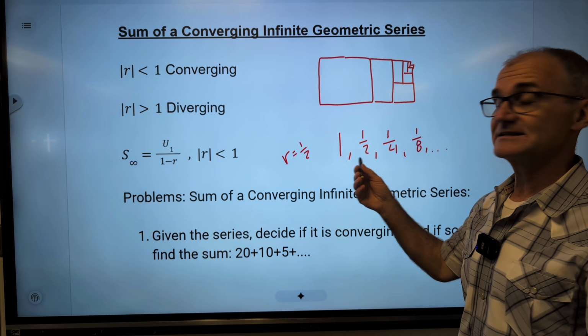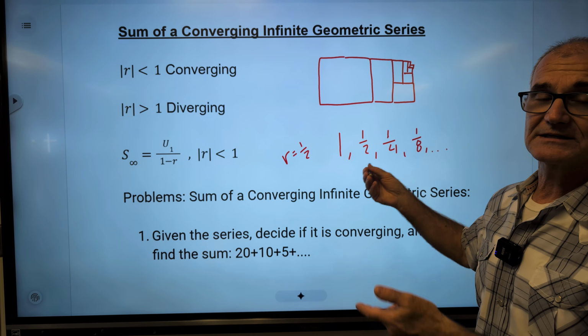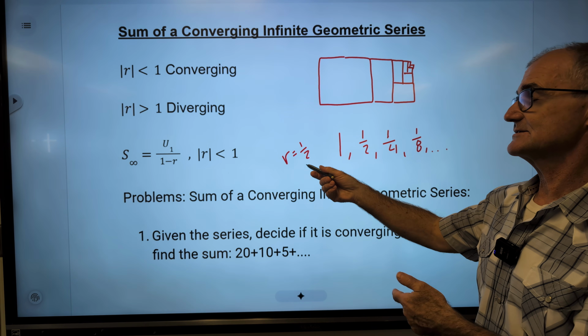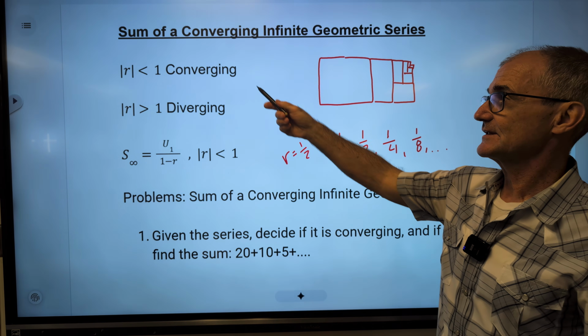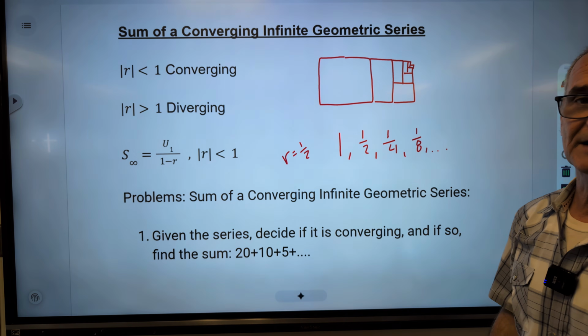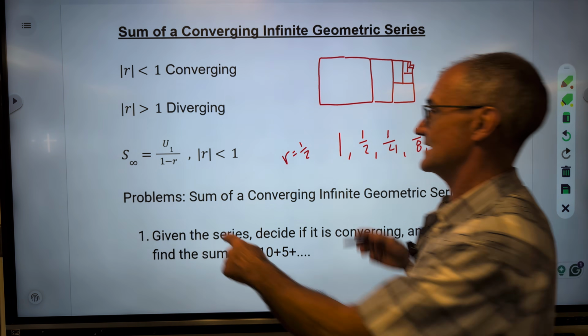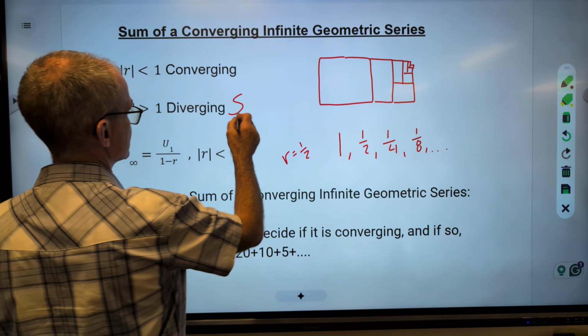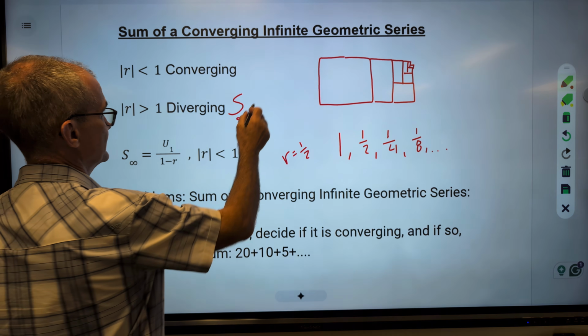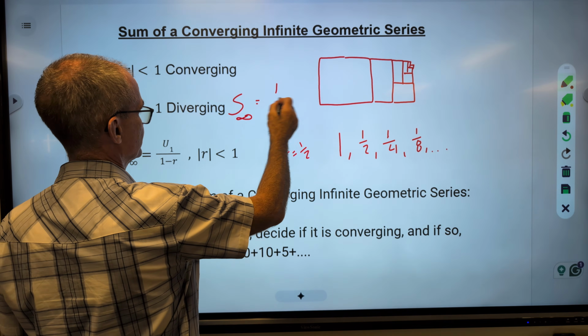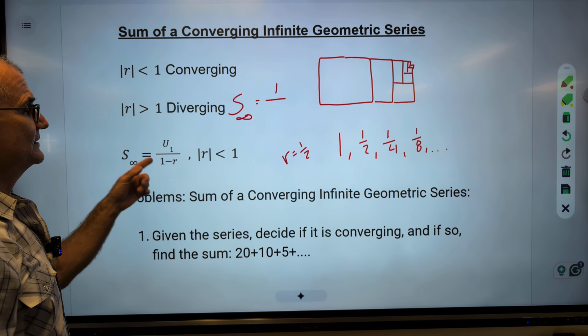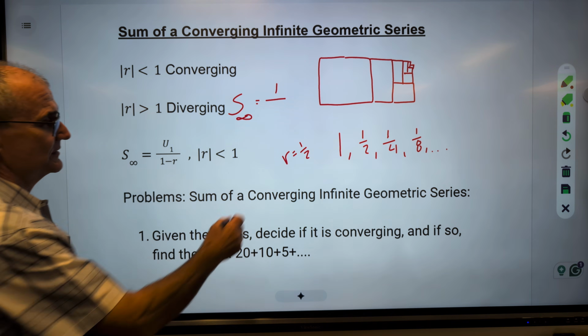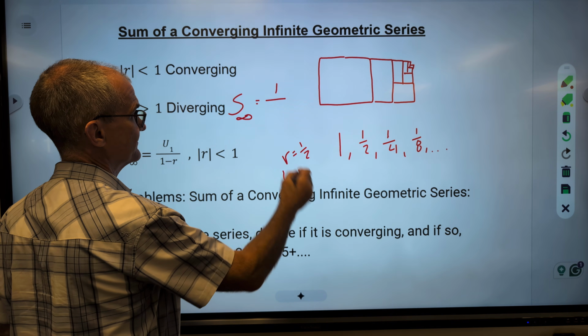First thing I did is I identify that it's geometric, it's infinite. The common ratio is a half. Therefore, it is converging, coming to a finite solution. The sum of this infinite series is equal to the first term divided by 1 minus the common ratio. 1 minus a half is a half.